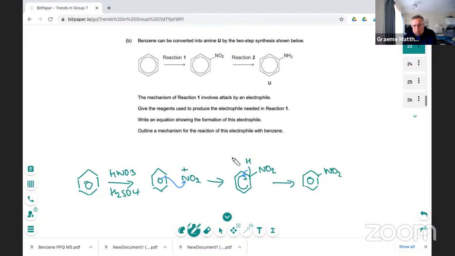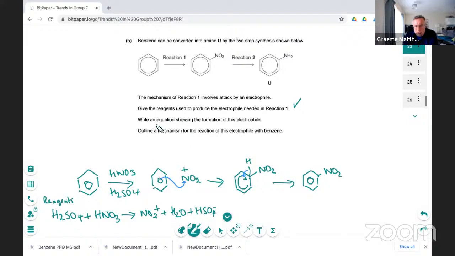The reagents used to produce the electrophile needed in reaction 1. Again, I tell my students, chemists, what you've got to do is write this out numerous times so that you commit it to memory, because this is on the test every year. Nitric acid and sulfuric acid give you your electrophile, water and HSO4 minus, like this. So these are the reagents right here.